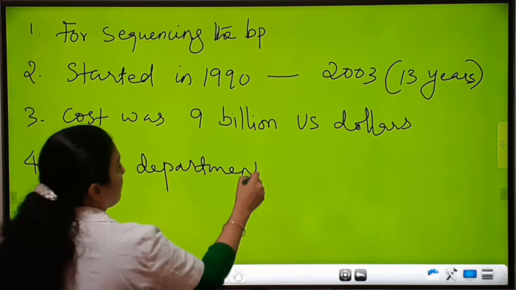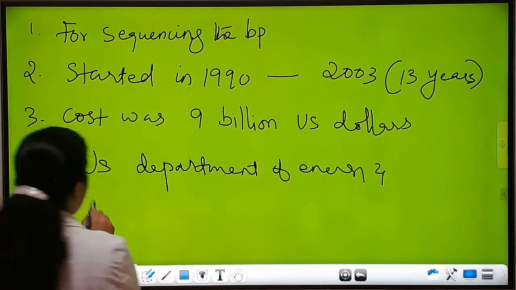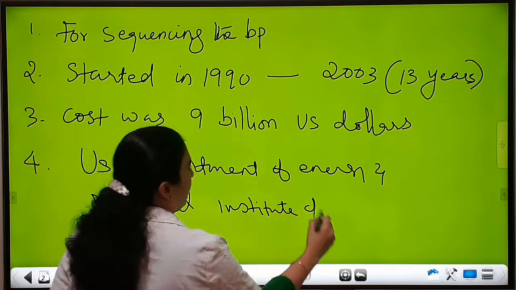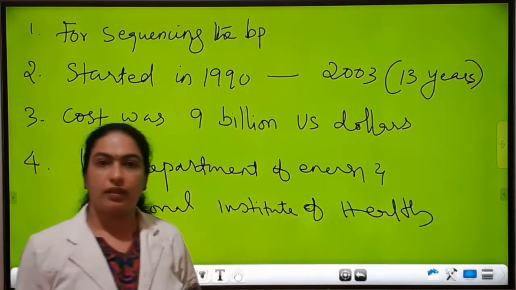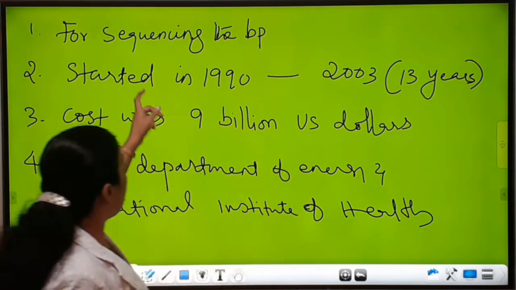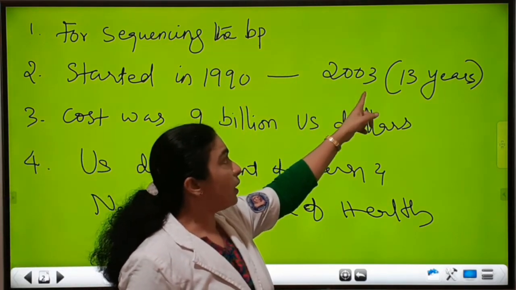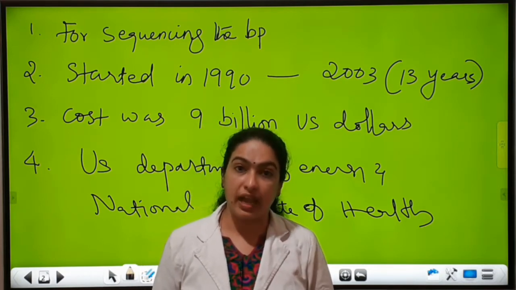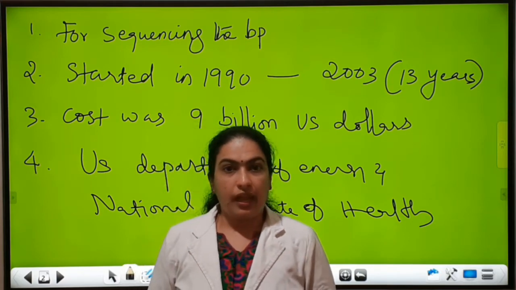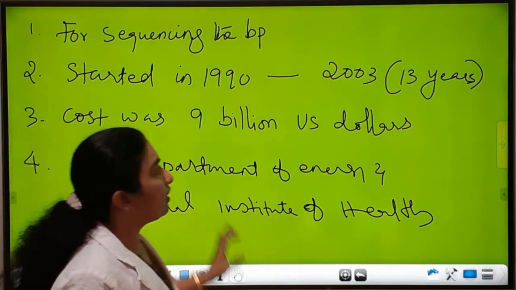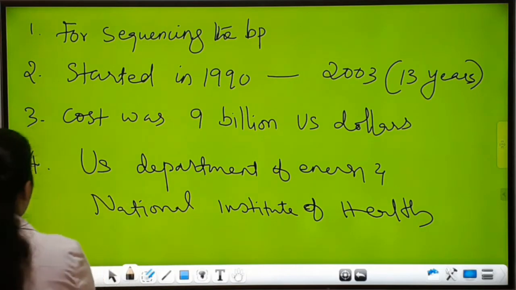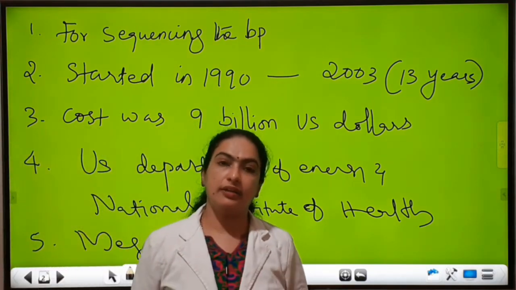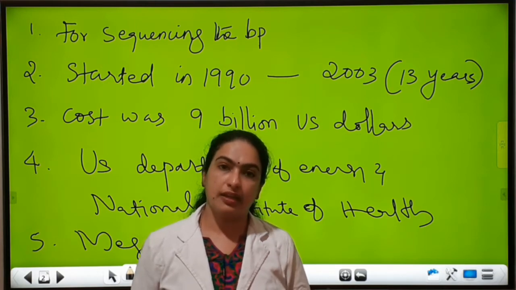And it was started by the US Department of Energy and the National Institute of Health. So they started the project in the year 1990 and completed it in 2003. That was a 13-year project, and the actual cost of the project was $9 billion. And these are the reasons it is commonly called a mega project. And this project was done for sequencing the base pairs in the human DNA.